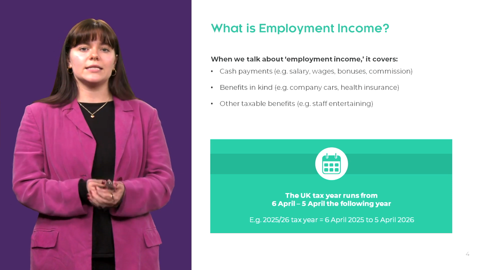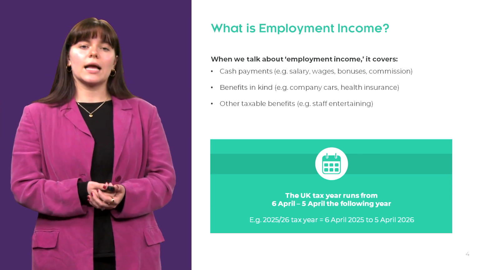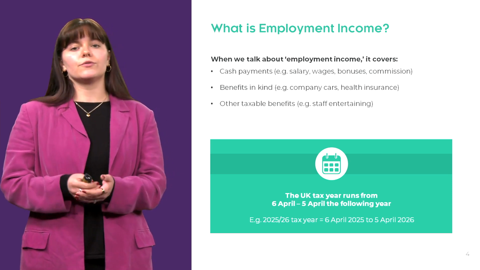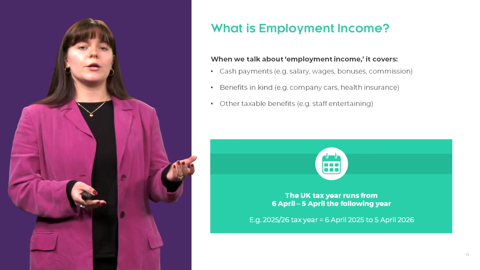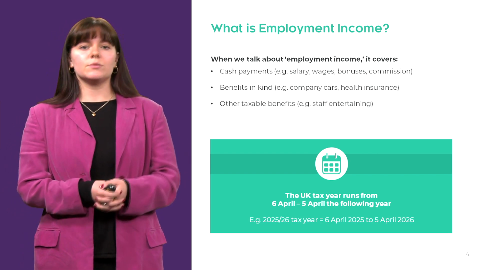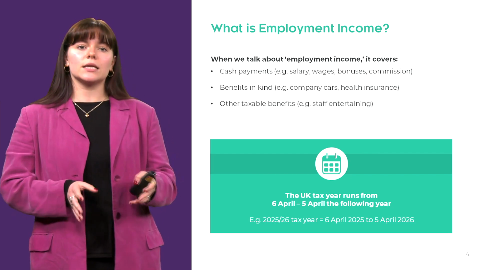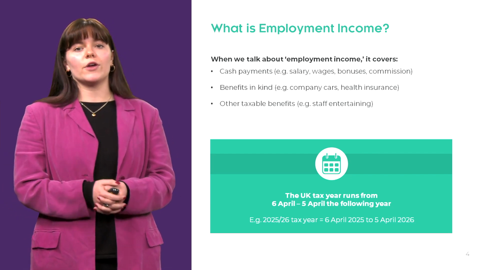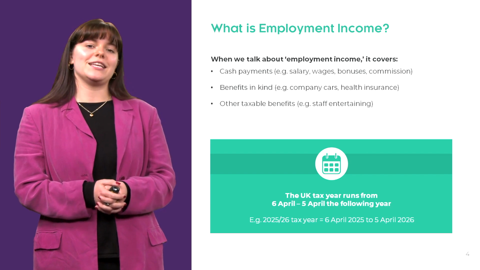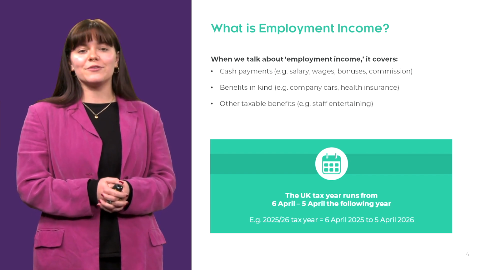Another thing to note before we move on to how employment income is accounted for, it's important to understand the structure of the UK tax year. Unlike the calendar year, the UK tax year runs from the 6th of April to the 5th of April the following year. This means that when we talk about income, tax allowances or deductions, we're referring to financial activity that occurs in this specific 12-month period.